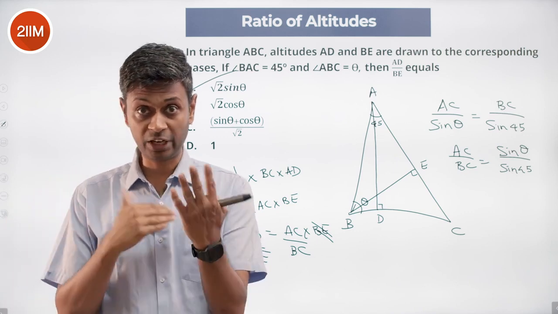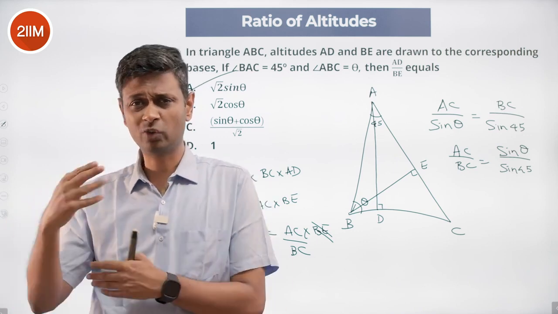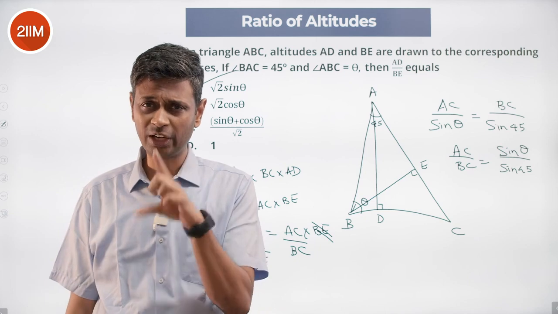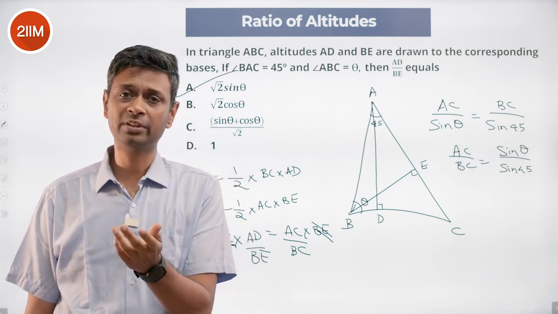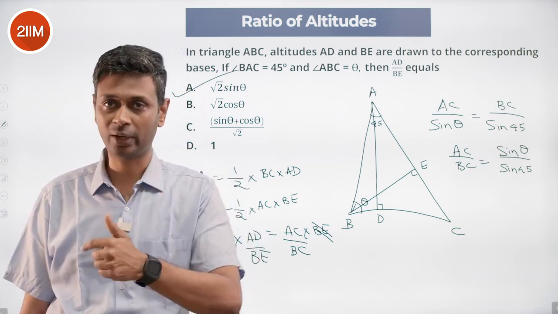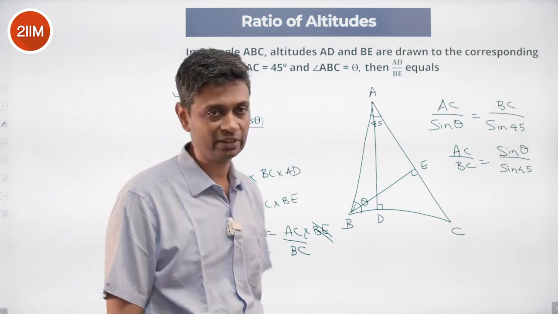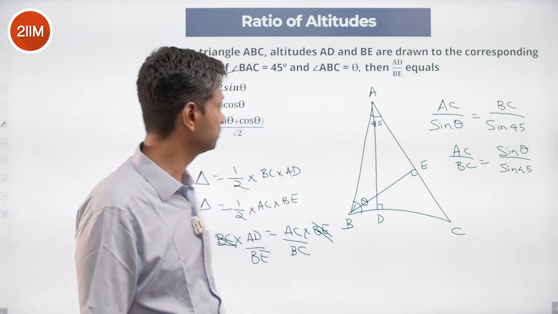Half into base into height is half into base into height. So we want to find the ratio of heights. It's the opposite of the ratio of bases. Once we know that, we need to find the ratio of bases. a by sine A equals b by sine B. We need the ratio of sines of the two angles. One angle is theta and the other is 45, so sine theta by sine 45, which is root 2 sine theta.